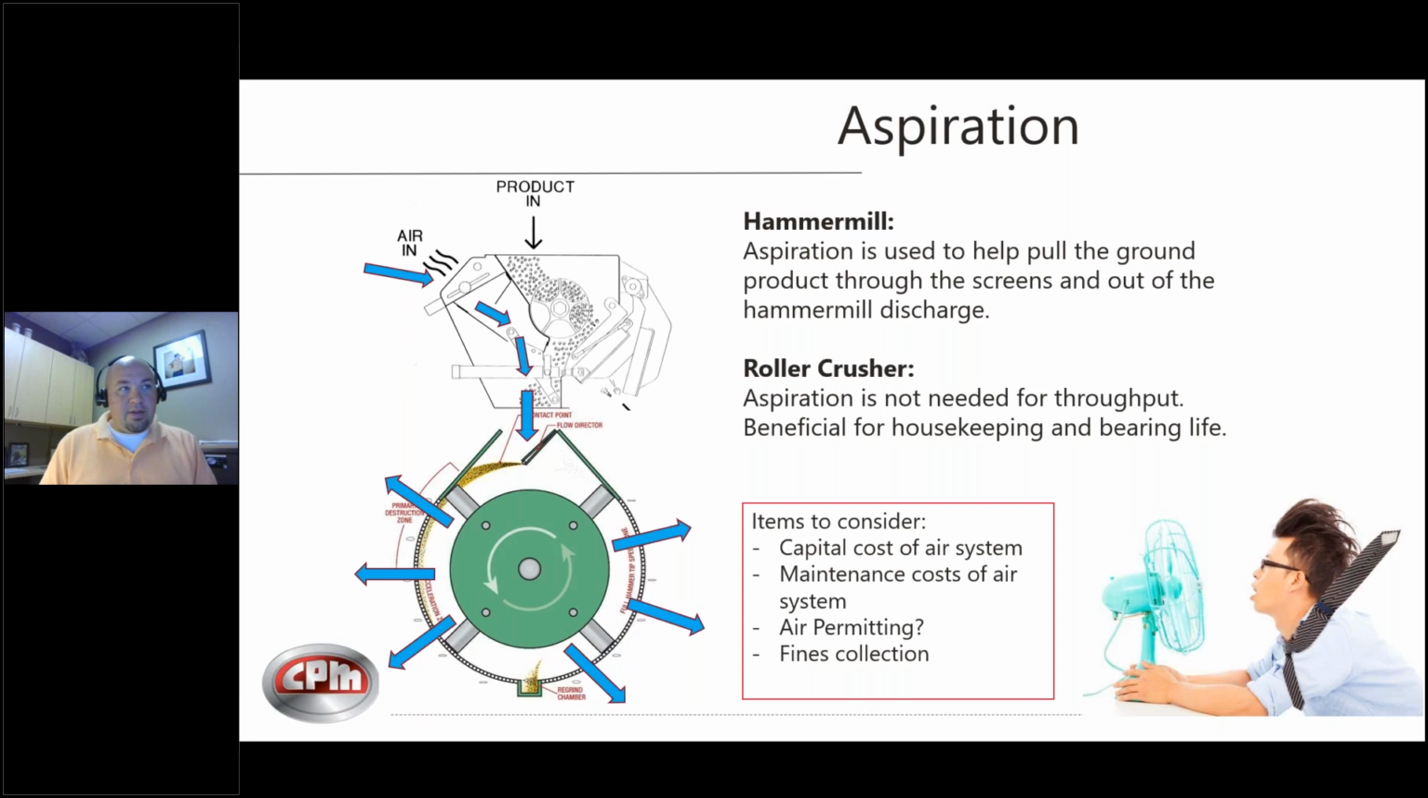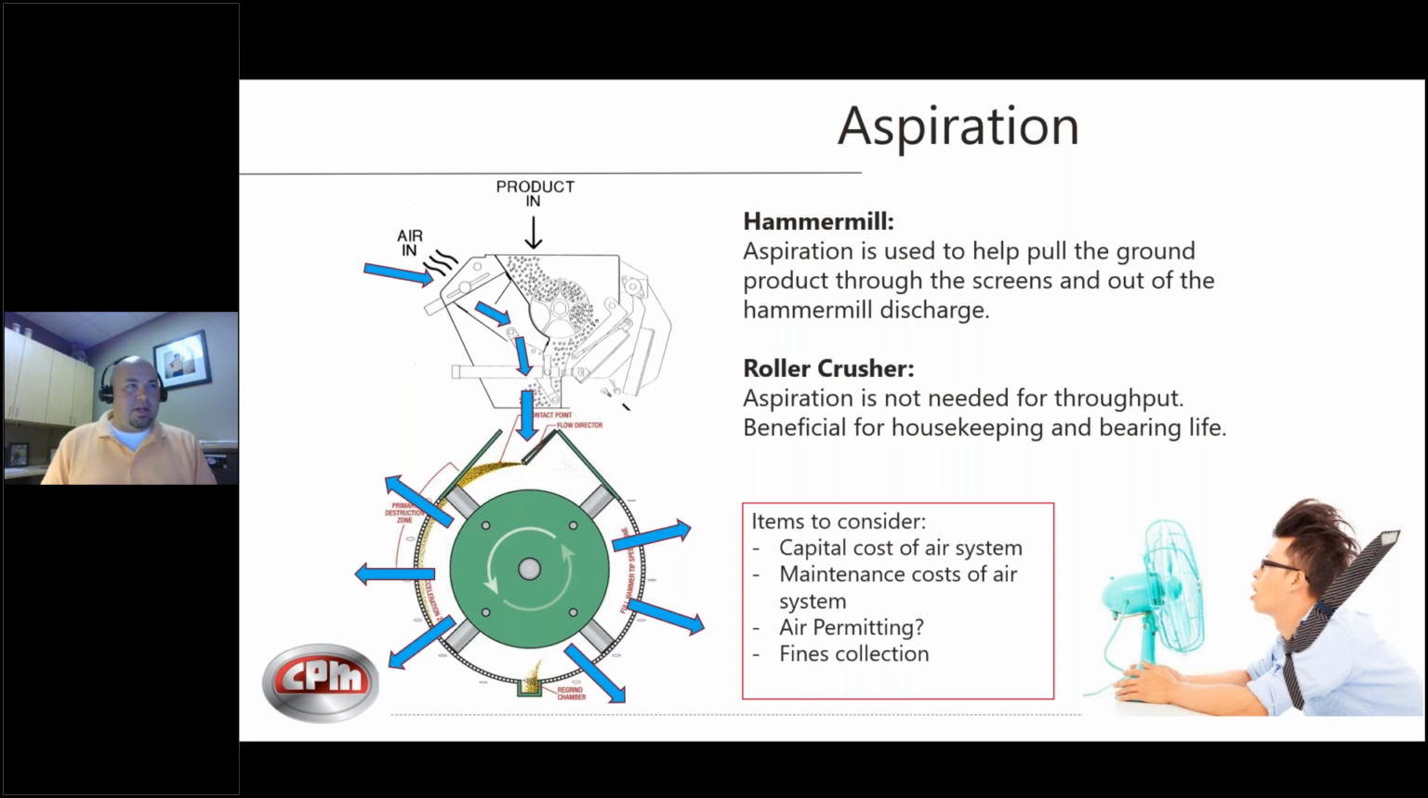However, they still do provide benefit, for housekeeping reasons, but also the bearing life. Just because of where the different seals and everything are placed in the roll crusher, if you do have positive pressure inside that roll crusher, it is going to try to push material out through the different cracks and spots in the frame, one of which is right where your roll shafts are coming through. So we do see an improvement in bearing life on roll crushers when you are using the aspiration system, because we're not pushing that dust right into where those bearings are located on the machine.